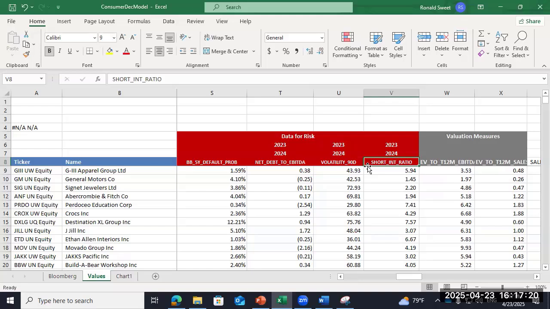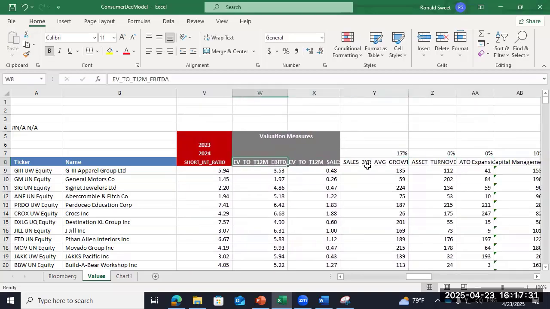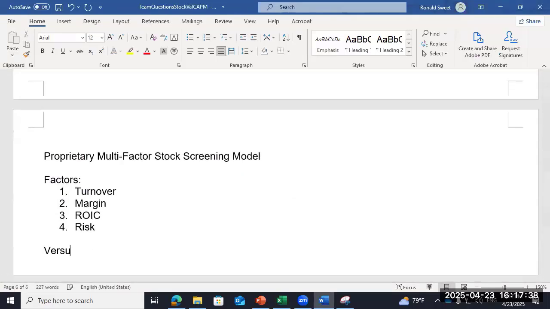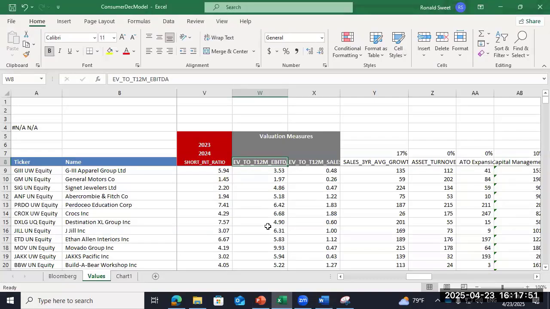It's not that big of a deal, but with what happened with the meme stocks, with GameStop and some of those others, I'm just kind of curious to see if there's something there. And then I compare all of those versus valuation. So I'm thinking firms that have good turnover, good margins, good return on capital, and low risk should have high valuations. The 2 valuations I brought in were EV to EBITDA.